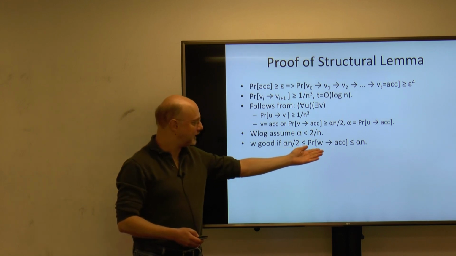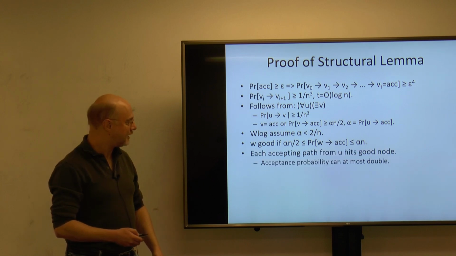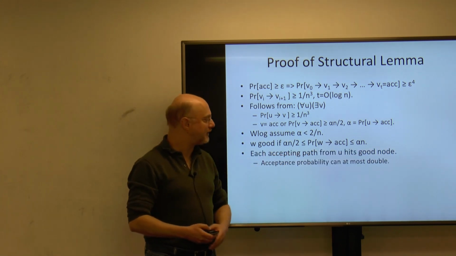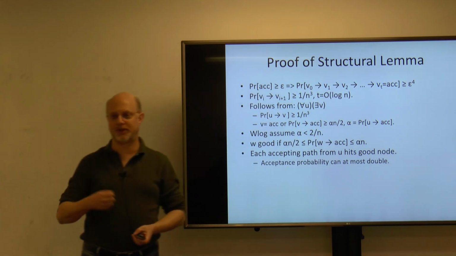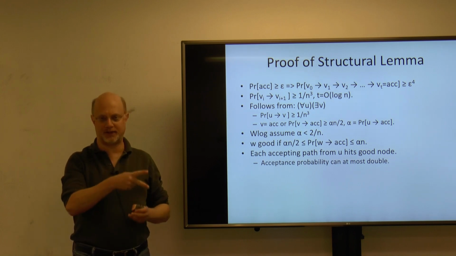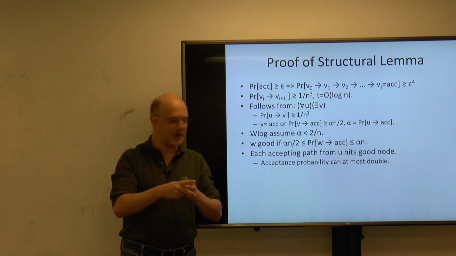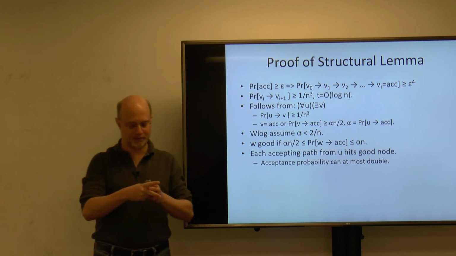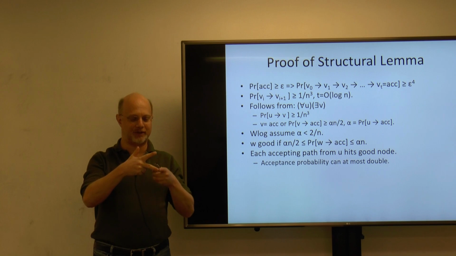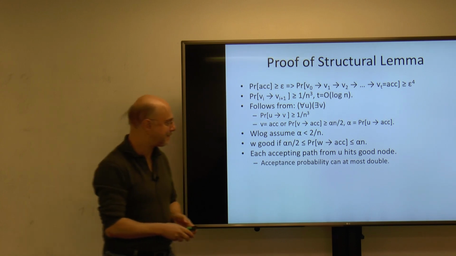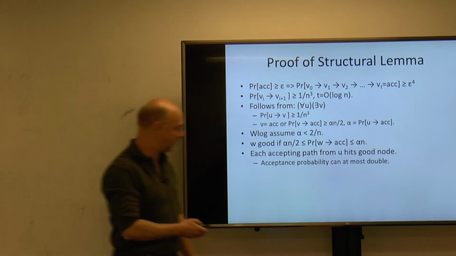Okay, so really we want to hit one of these good nodes. We're looking for a good node. And notice that each accepting path from U hits a good node. The reason is that the acceptance probability can at most double. The out degree is 2. You have probability half of going on each edge. So the acceptance probability can at most double, because the acceptance probability from here is the average of the acceptance probabilities from here. So if you reach probability 1, you have to pass through this interval of a factor of 2.